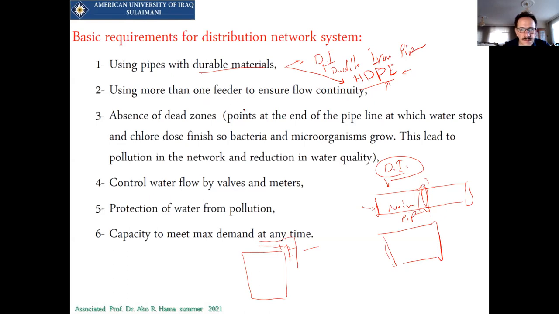For the ductile iron pipes, they should be galvanized, correct? Yeah, of course. The ductile iron pipe is by itself galvanized. It means that it's not a plain iron pipe, because it's a ductile pipe. The ductile one is iron that has been processed more, and it became a ductile pipe.